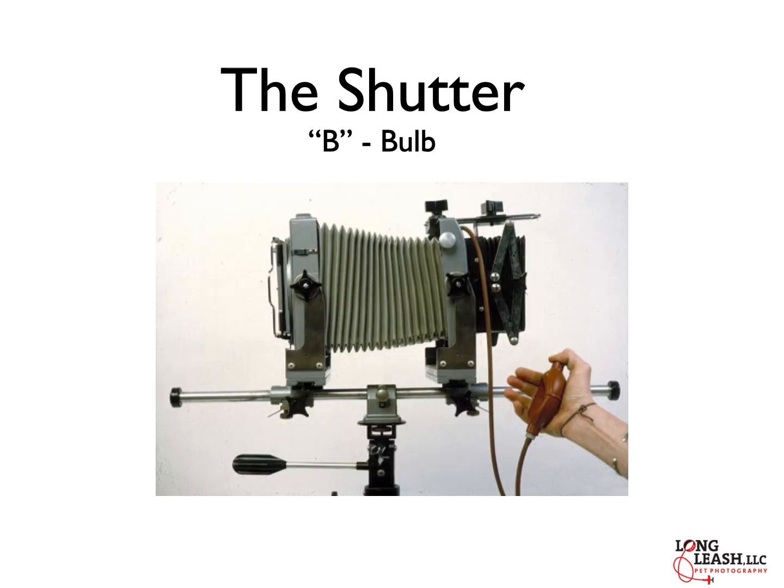Remember, I said the B setting refers to the old pneumatic shutters where you'd squeeze a bulb, put your thumb over the end, and the shutter would stay open until you release the air. A bulb setting on a camera works the same way. You click the shutter, hold it open with your finger or cable release, and when you release it, it'll shut.